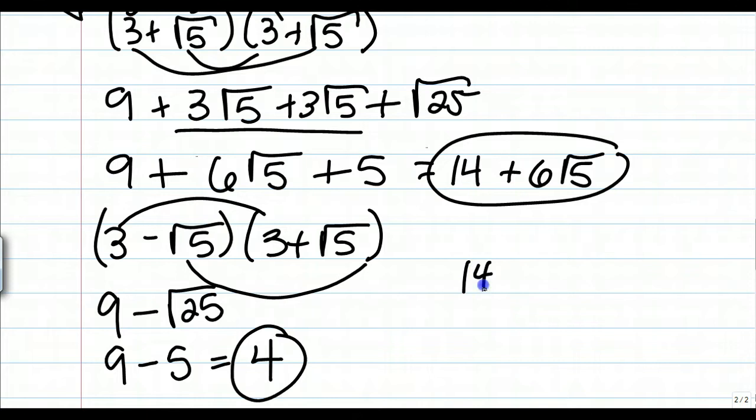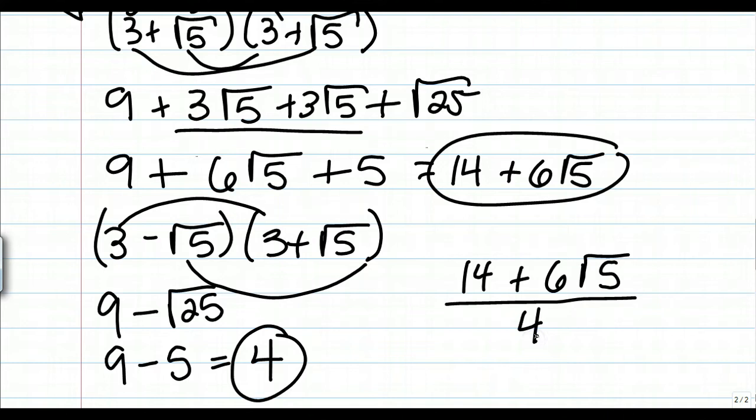So you have 14 plus 6 square root of 5 over 4. Now, when you have this equation right here, you can't add 14 plus 6 because they're not like square roots. So you're going to look at this part right here. It looks like a triangle. There's 3 terms in it.